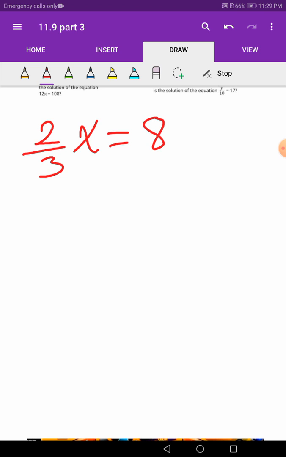Now, what do we do if the variable was multiplied by a fraction, like 2 over 3 of x equals 8? Do I multiply by the 3? Do I divide by 2? What do I have to do? In the beginning, let's just review something called reciprocal.